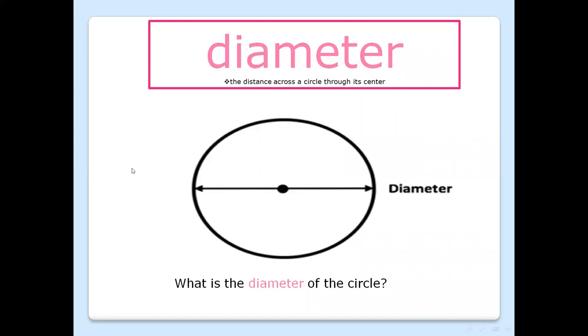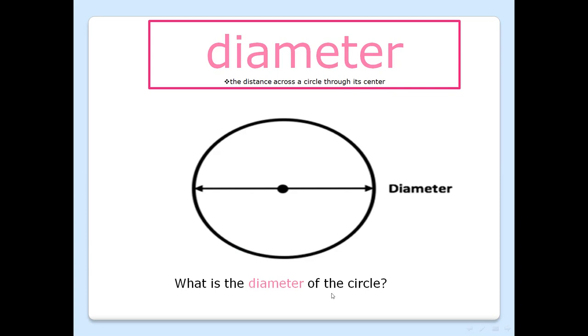Next Greek word is diameter. Repeat, this is a new word for you, I think. Diameter. What is diameter? Diameter is the distance across a circle through its center. Look, this is the center, and this is the distance from the center to the line here. We call it diameter. You will take it in math for sure.